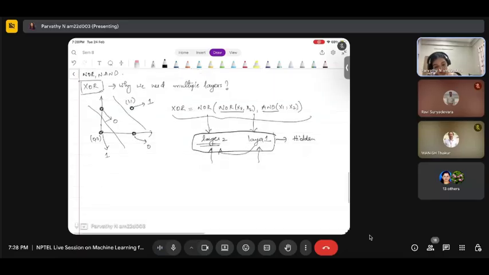So this is why we need multiple layers: when we can't express a function, or when we can't correlate our input x to output y through a simple line, then it becomes a nonlinear function. We need a nonlinear function, and multiple layers is one way to solve this issue of nonlinearity.